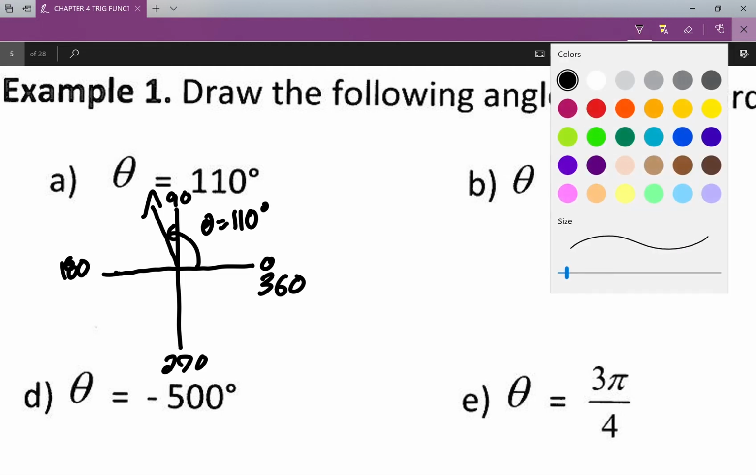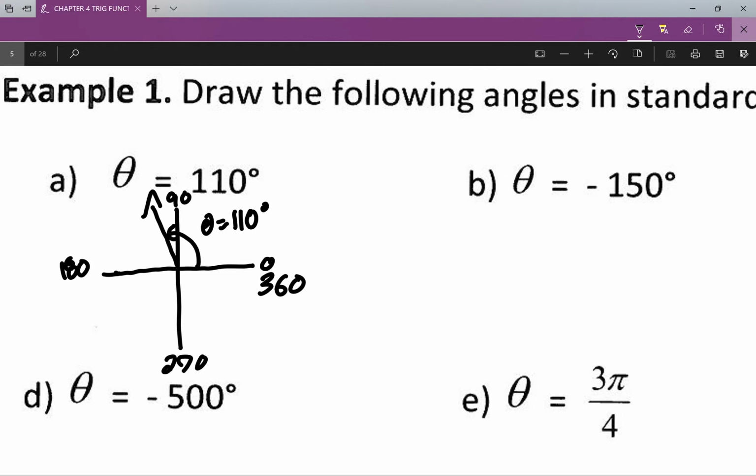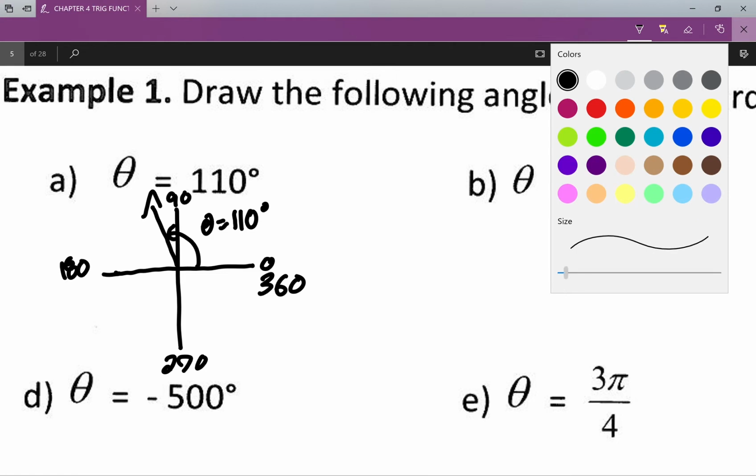Just going to turn my pen on a little bit more thin here. That did not work. I'll try one more time, and I will stop wasting everyone's time with this.